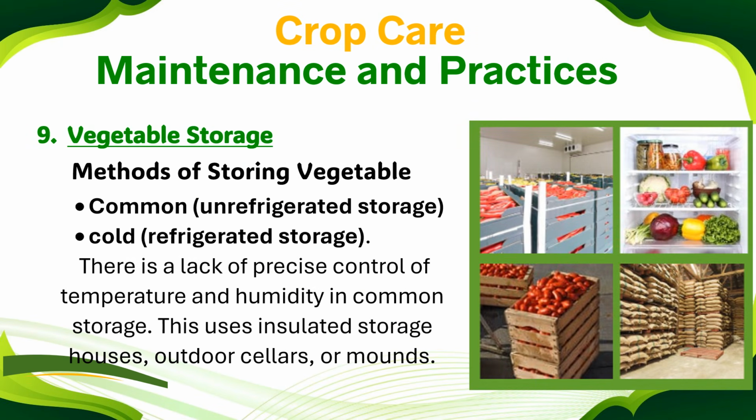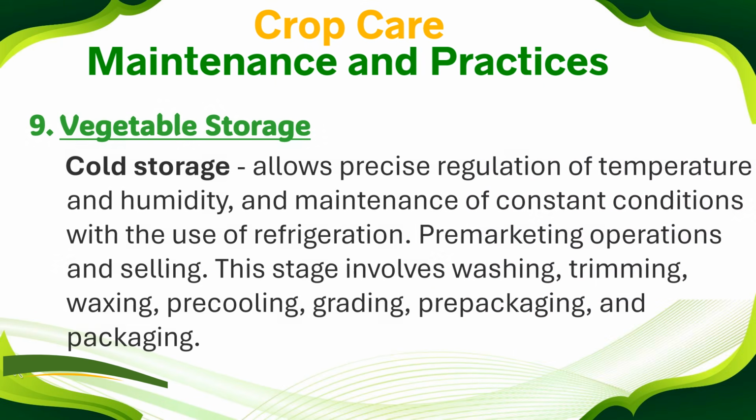The methods of storing vegetables are the common or unrefrigerated storage, and the cold or refrigerated storage. There is a lack of precise control of temperature and humidity in common storage. This uses insulated storage houses, outdoor cellars, or mounds. The cold storage allows precise regulation of temperature and humidity, and maintenance of constant conditions with the use of refrigeration.